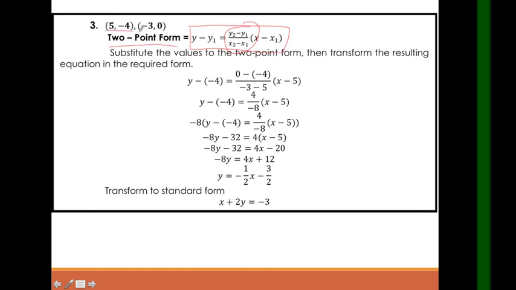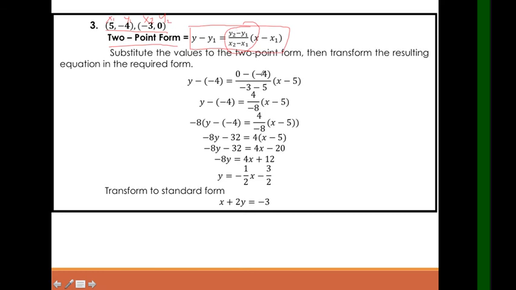So for this one, we have 2 points, 5, negative 4, tsaka negative 3, and 0. So we will substitute the given. So we have y sub 1 is equal to negative 4. So this is x sub 1. So let's categorize first the given. This is y sub 1. This is x sub 2. And then this is y sub 2. So that we know. Okay, for the y sub 1, we have negative 4.